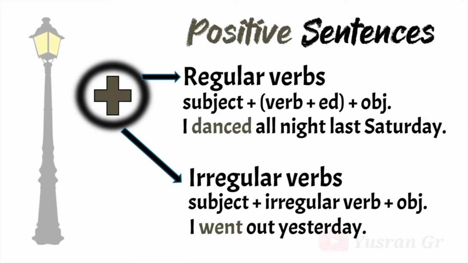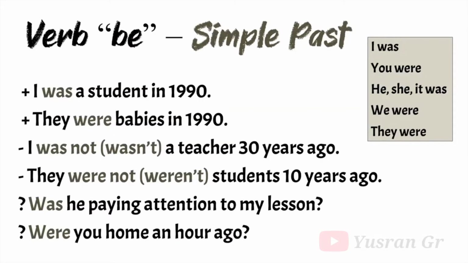So the formula is subject plus irregular verb plus the object. Like in our example, I went out yesterday. So went is the irregular past verb of the verb go. Yes, that's right, go. Okay, what happens with the verb to be?